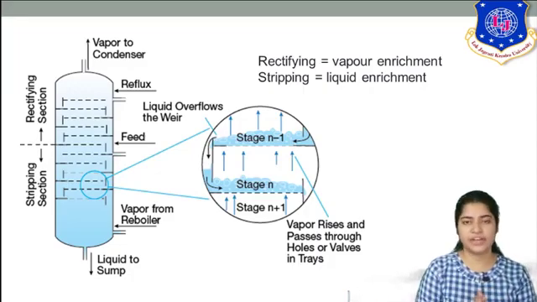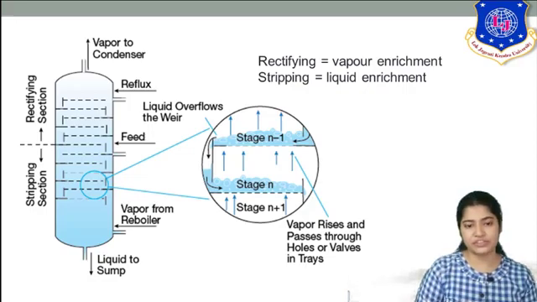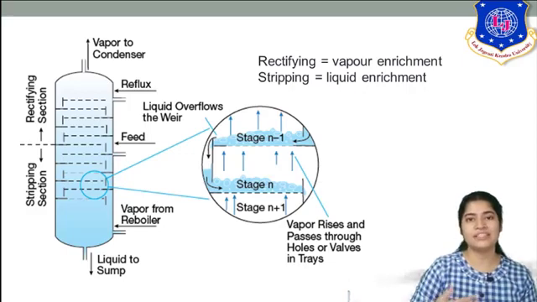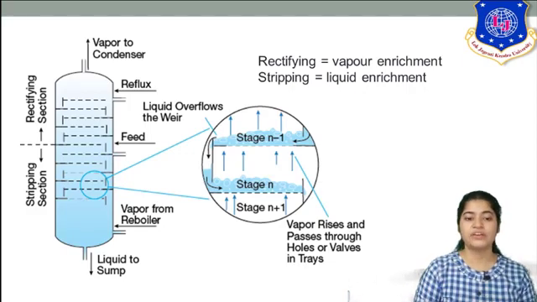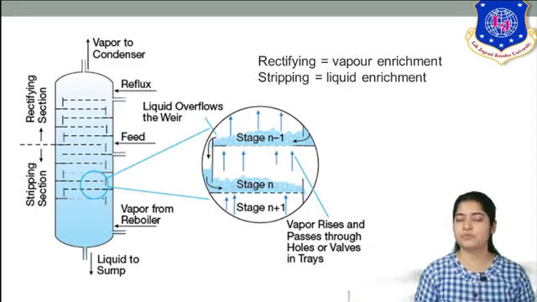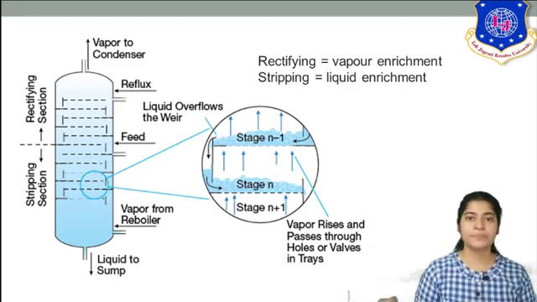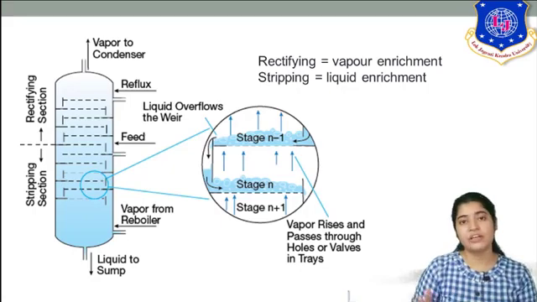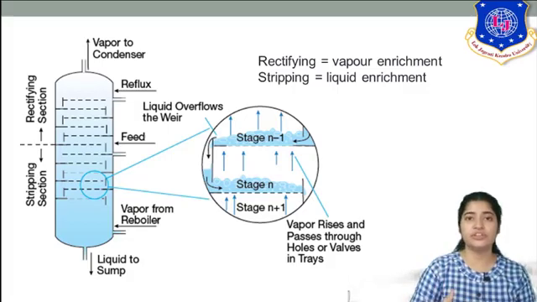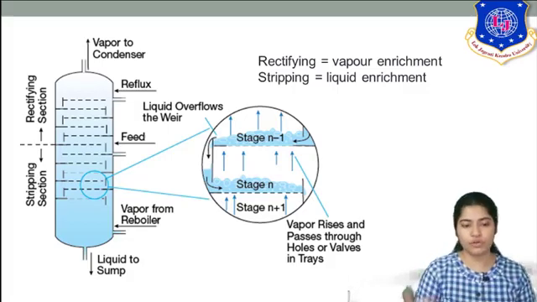So try to remember that in your rectifying section, vapor enrichment occurs. It means your more volatile component is enriched in the vapor, okay. Whereas in stripping, liquid enrichment, it means you are trying to enrich your less volatile component here. You are removing as much as possible of the more volatile component, and so in the stripping section, the liquid is high in less volatile, it is enriched, it means it is rich in less volatile. Whereas in the rectifying section, you try to enrich your more volatile component.